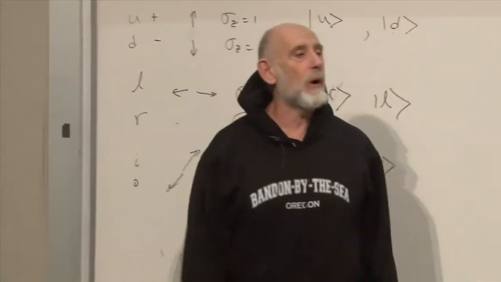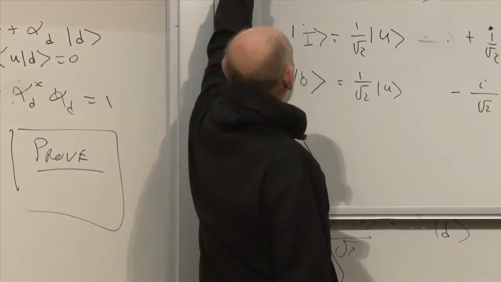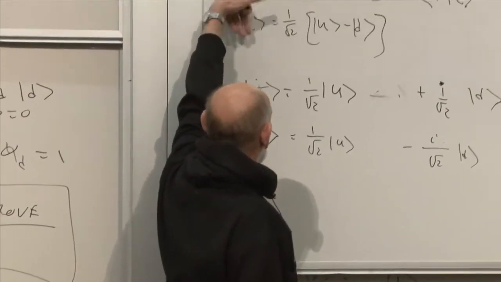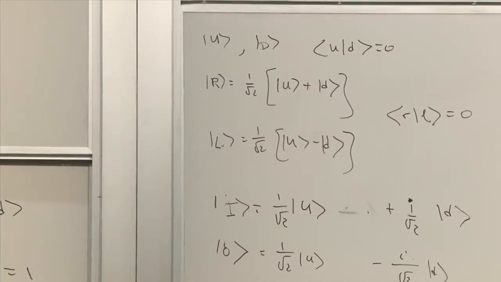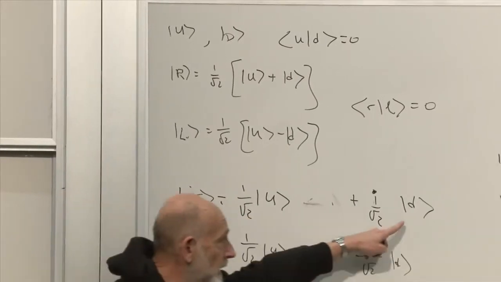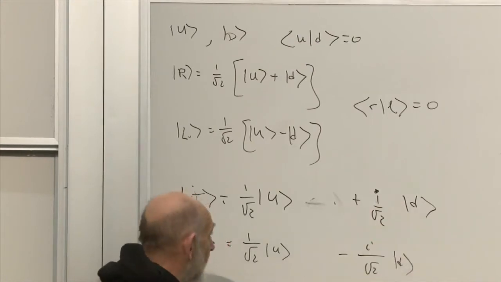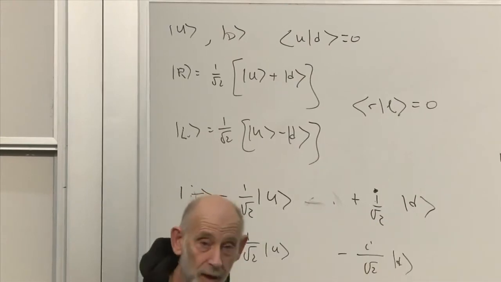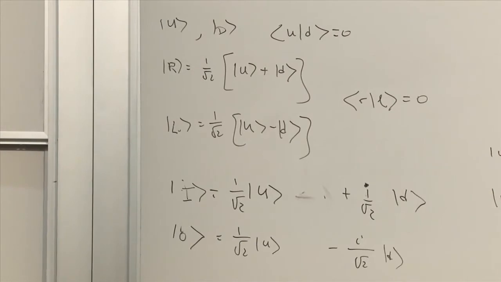Okay, this is my proposal, my best guess at the moment: you start with up and down as the base, and in terms of those, what right and left are and what in and out are. We saw that you could rewrite up and down in terms of left and right, and that means you could write I and O in terms of left and right. You could check what the coefficients are.